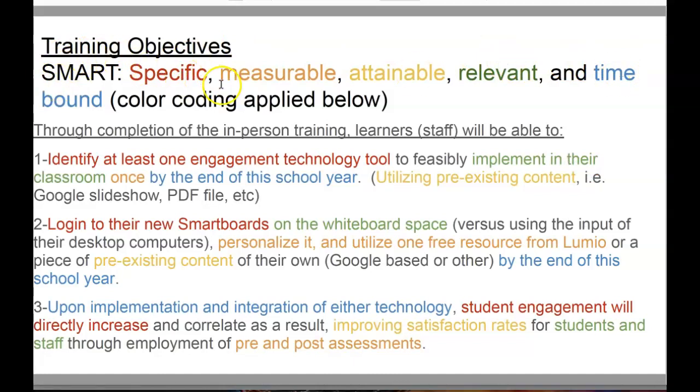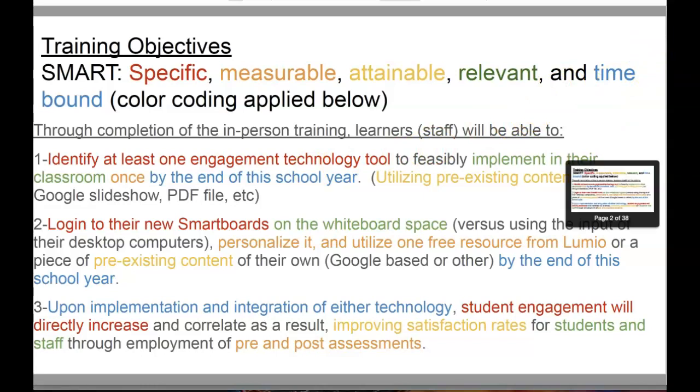Okay, so you've got your training objectives. Okay, specific, measurable, attainable, relevant, and time-bound. So this is your specific, and this is your relevant, and this is your measurable, and this is your attainable. Nice! And the time. Nicely done. Nicely done. Okay.